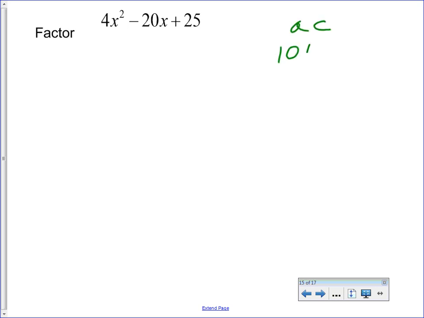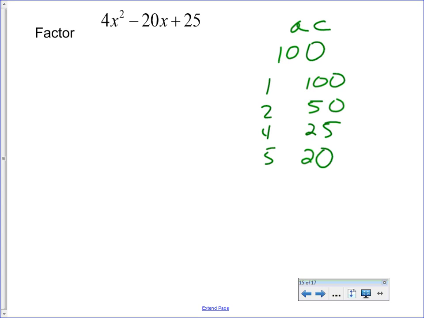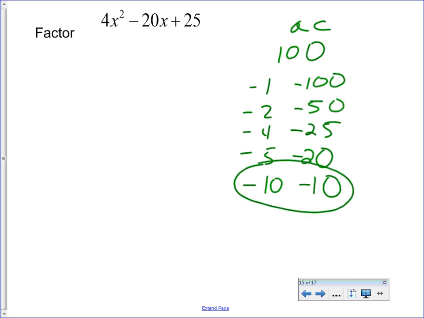So a times c is 100. So I need two numbers that multiply together to give me 100 that add up to negative 20. So let's start listing out the factors. 1 and 100, 2 and 50, 4 and 25, 5 and 20, and 10 and 10. Now the key here is that because they multiply together to a positive and add up to a negative, they both have to be negative. So the pair we're looking for is negative 10 and negative 10.